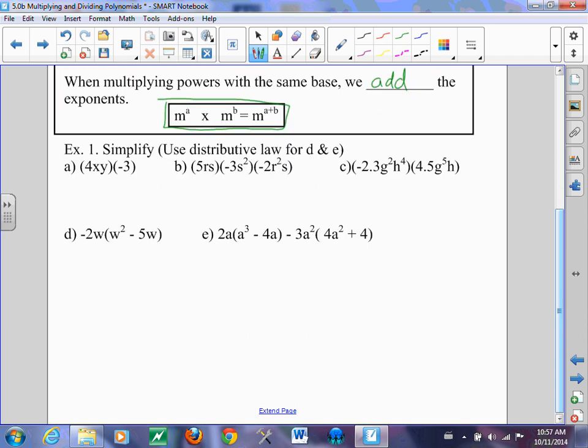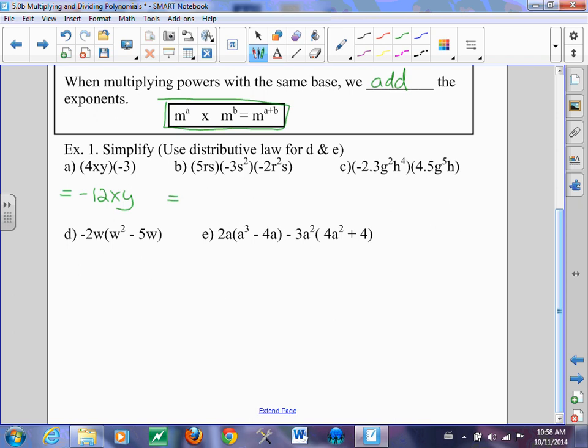So it says number 1, simplify, use distributive law for D and E. Okay, so we've been practicing that. You may want to break it down to its 3 parts. So let's take a look at the sign. A positive times a negative is a negative. Do your coefficients next. 4 times 3 is 12. And then the letters are just going to be x times y, which is xy. All right, let's try the next one.